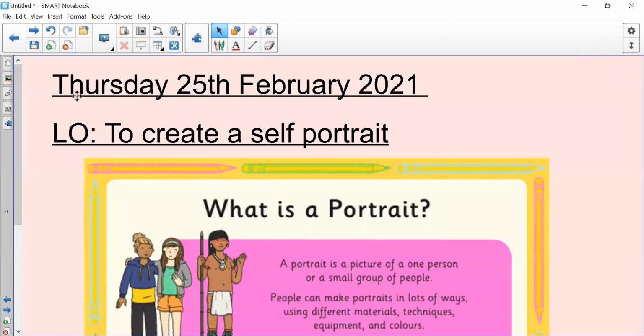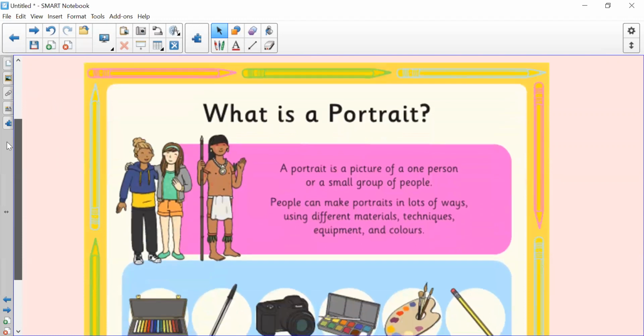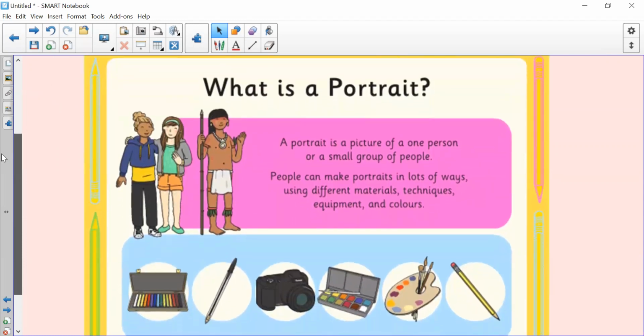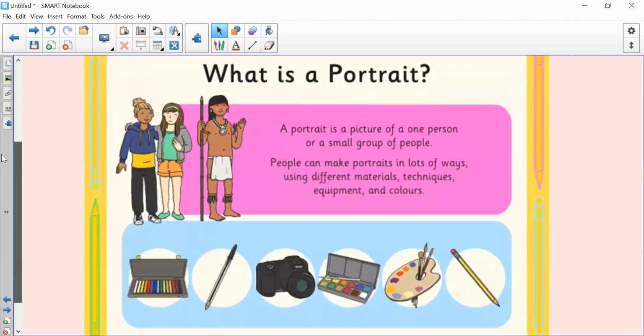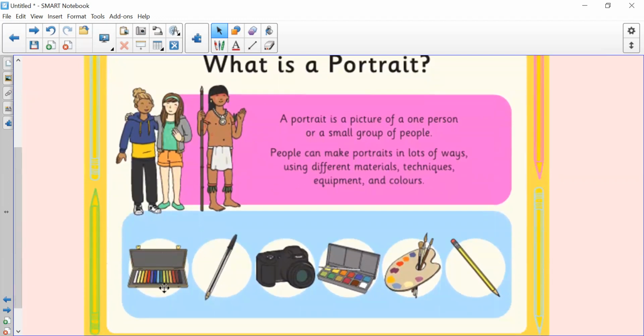So what is a portrait? A portrait is a picture of one person or a small group of people. People can make portraits in lots of ways using different materials, techniques, equipment and colours. So here we've got some watercolours, here we've got a biro, a camera, some paints, a palette and a pencil, which is what you'll be using today.